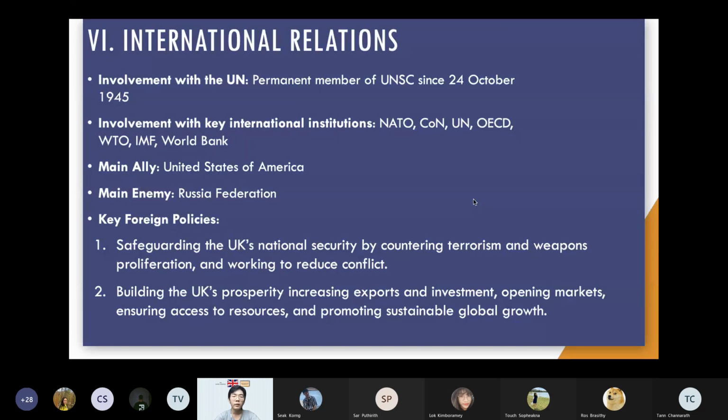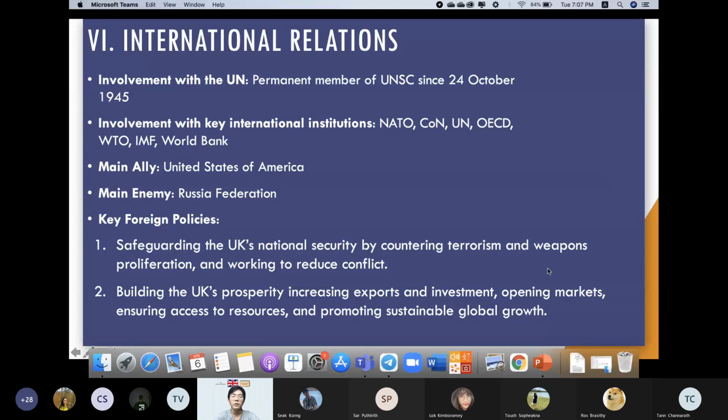Next is international relations. The UK has been a permanent member of the UNSC since 24 October 1945, and it has been involved in many international institutions such as NATO, UN, OECD, WTO, IMF, and the World Bank. The main ally of the UK is the United States of America, and its main enemy is the Russian Federation. And here is the key foreign policy. The UK emphasizes UK national security by countering terrorism and weapons proliferation and working to reduce conflict. Second is building UK prosperity, increasing export and investment, opening markets, ensuring access to resources, and promoting sustainable global growth.